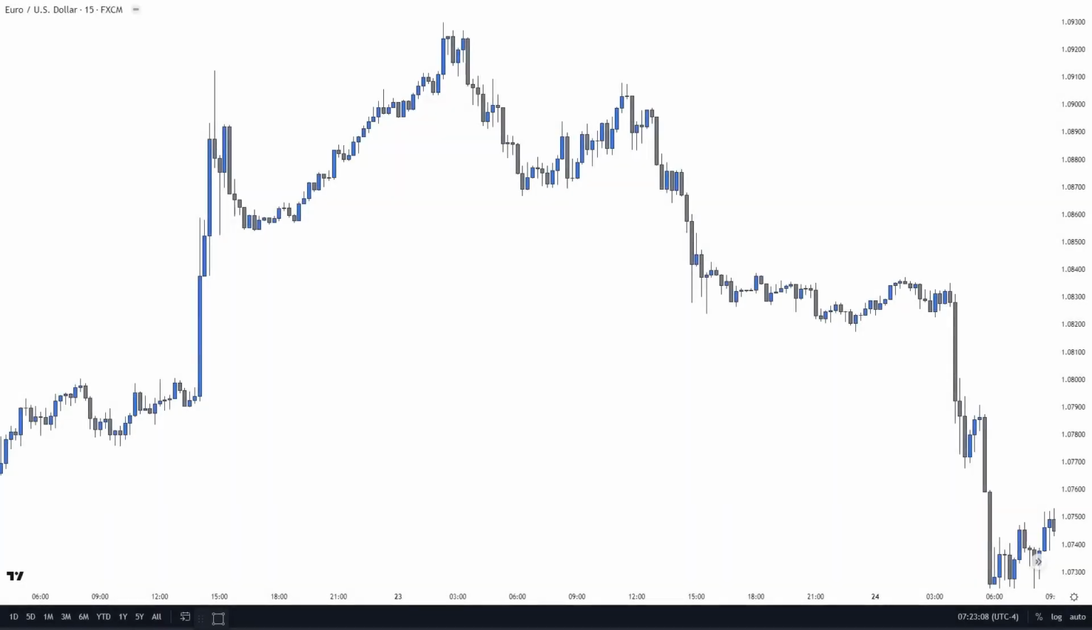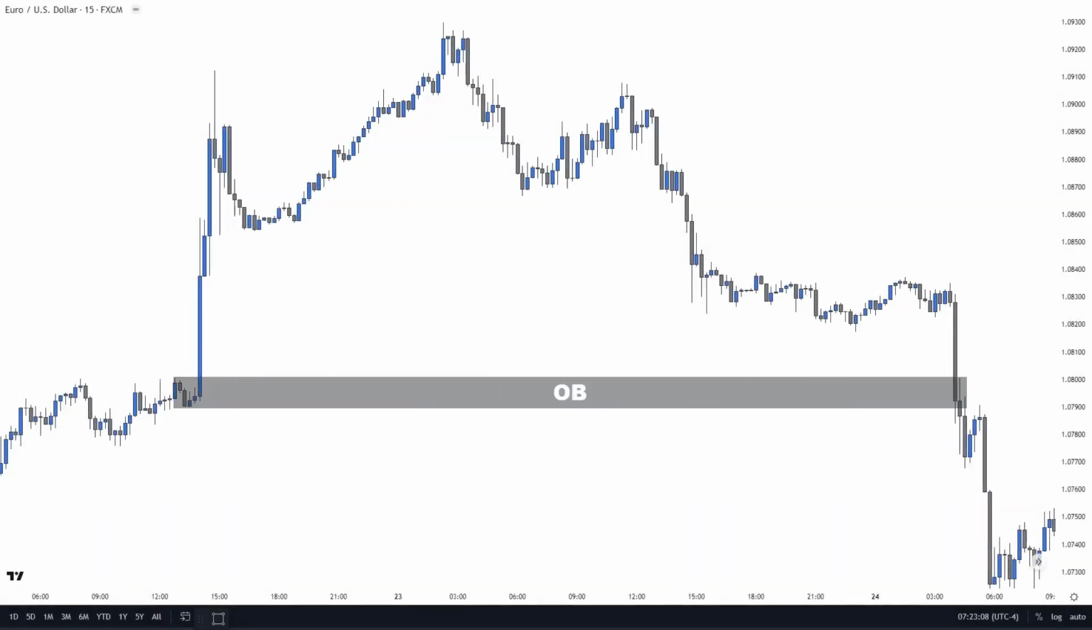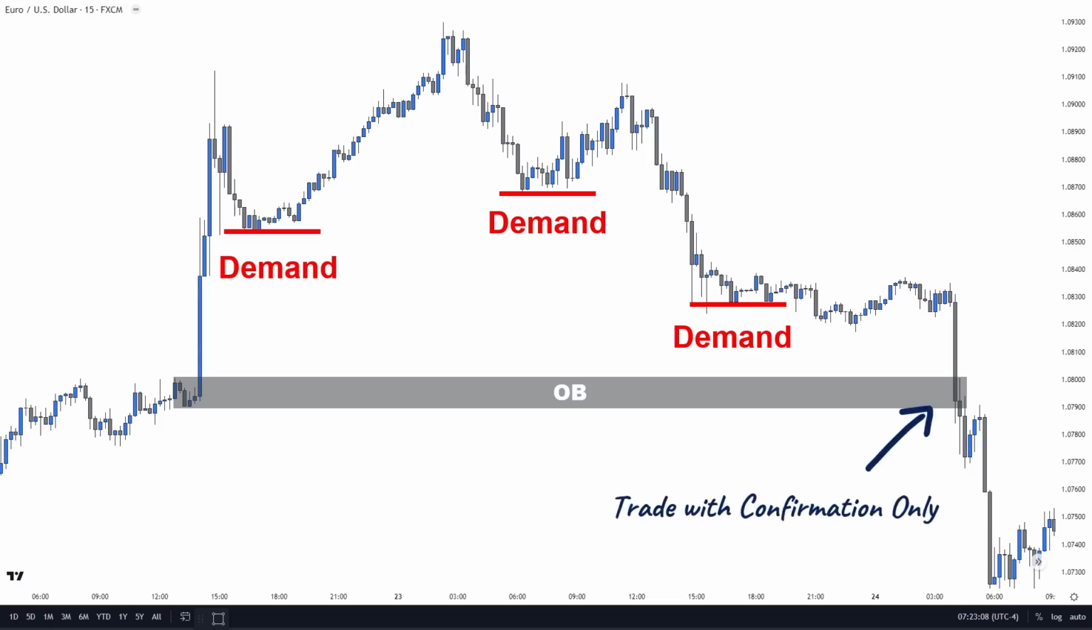On the contrary, look at another example. Here we have a valid order block zone. But before price taps into this area, the market has made a lot of demand zones and broke them to the downside. Some traders might take these areas as a liquidity grab and put their buying positions on the order block. But the point is that the supply has taken control, and trading this order block without confirmation won't be effective.